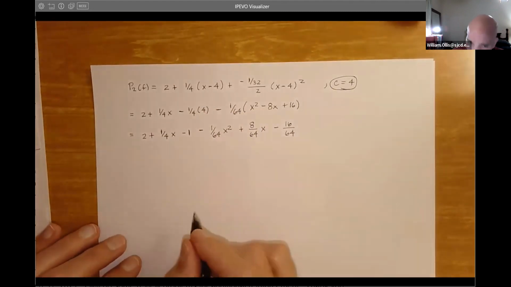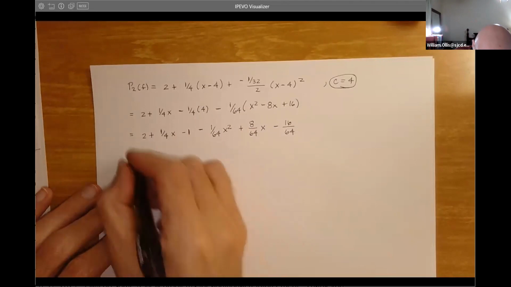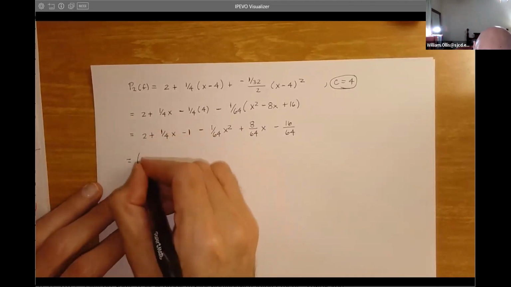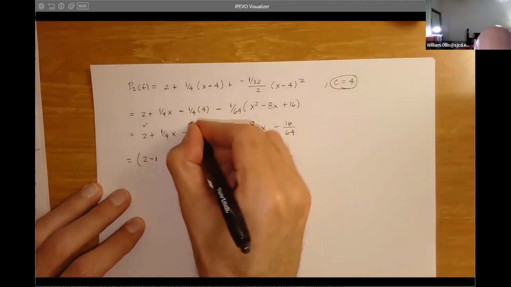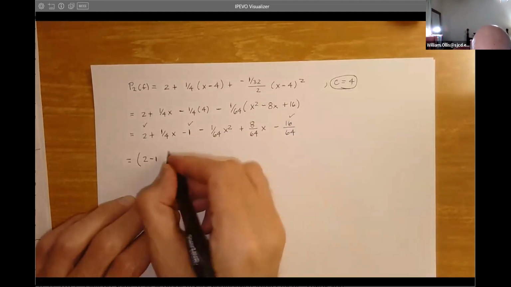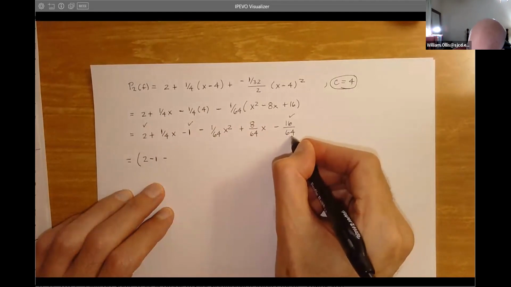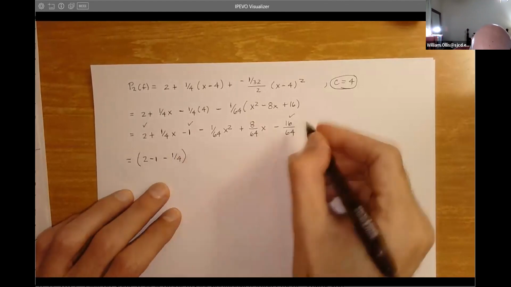So let's collect all of our constant terms and our x terms and our squared terms. So first, we'll just mark everything off. We'll get a 2 minus a 1. So we have this. That's a constant term. And then, of course, we have this term here, which will be, again, 16 will divide into 64 to give us a 4th. So we get minus 1/4. So we've checked that off.